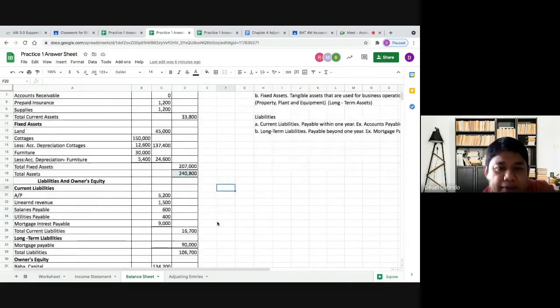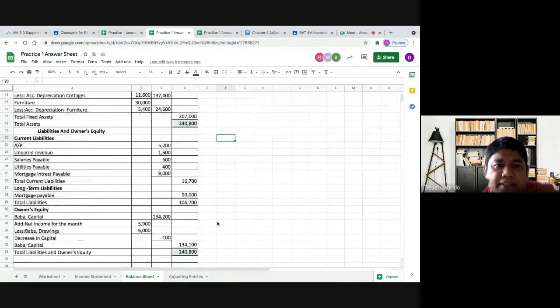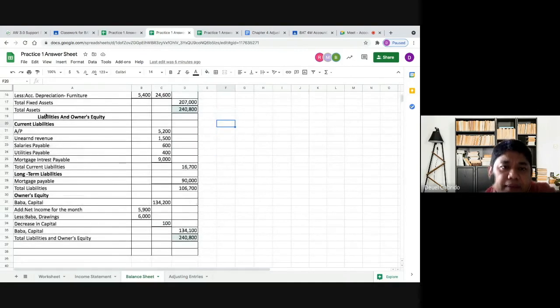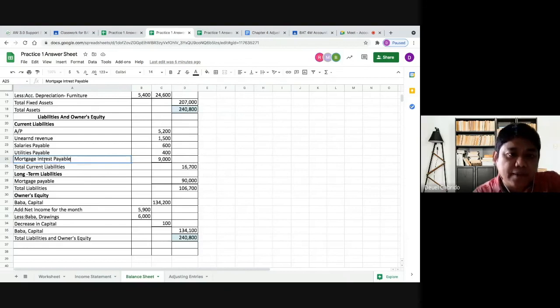Good. Okay, very nice. Let's go to liabilities and owner's equity now. Under the subheading liabilities and owner's equity, we have a side heading called current liabilities, payable within 1 year. You start with accounts payable, unearned revenue, salaries payable, utilities payable, mortgage interest payable. My spelling is wrong. Interest. From accounts payable going down to mortgage interest payable, those are your current liabilities. They are payable within 1 year.